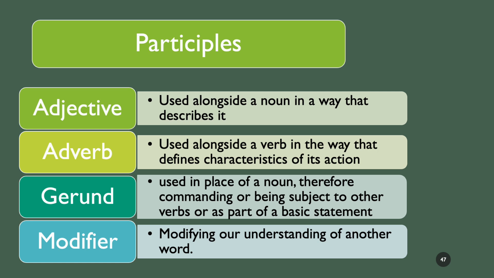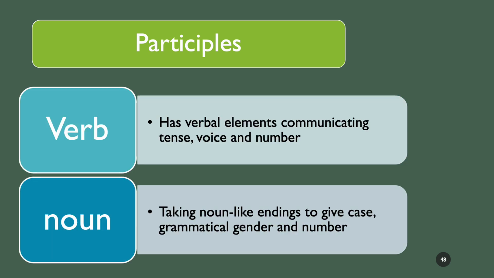Participles can be used as a gerund. That is where they are used in place of a noun, therefore commanding or being subject to other verbs, or as part of a basic statement where there isn't another verb. Participles act as modifiers, modifying our understanding of other words in the sentences as well. Participles are kind of both verbs and nouns. They have verbal elements communicating tense, voice and number, but they also have noun-like endings giving us case, grammatical gender and whether they are singular or plural.